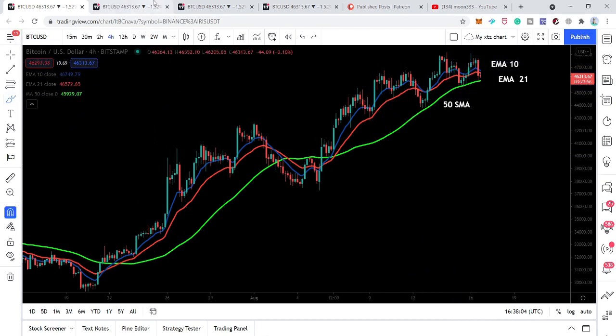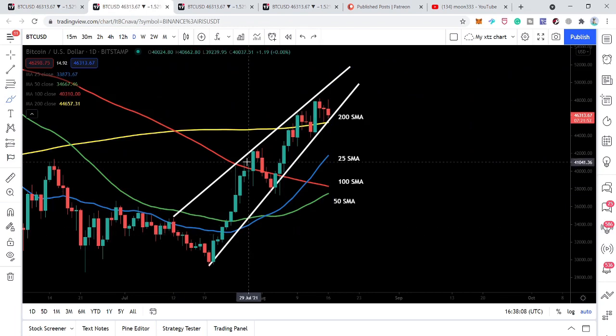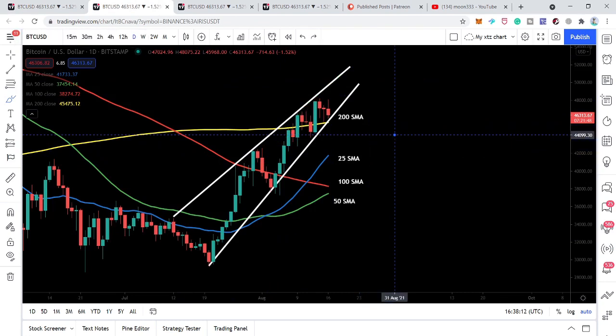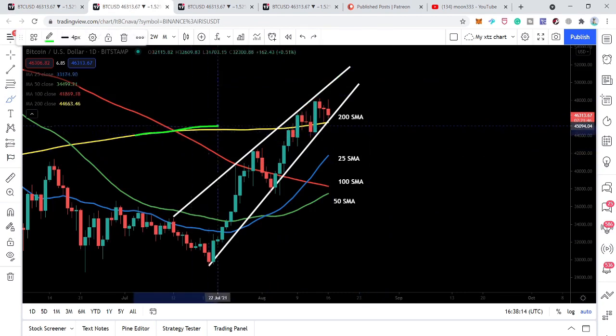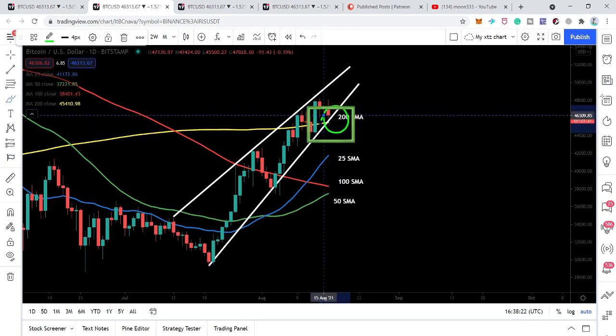And on the daily time frame we have this very big rising wedge pattern. Technically this is the bearish reversal pattern. However, we have so many supports. For example, we have this very nice support of the 200 simple moving average, and the price line right now is testing the support of this rising wedge and this 200 simple moving average at the same time.